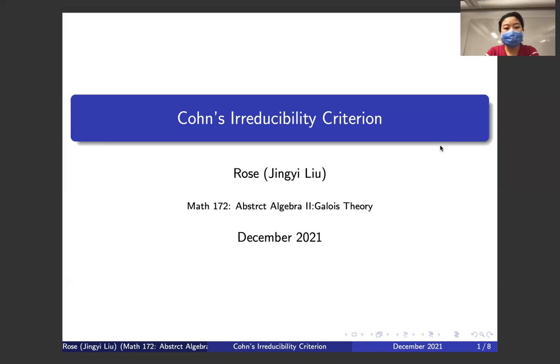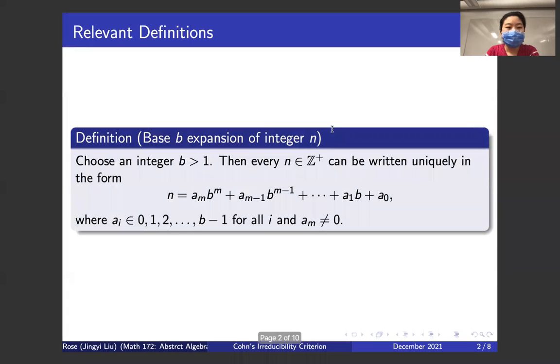Hi everyone. So today I'm presenting on the Cohn's irreducibility criterion. As you might remember, we talked about the Eisenstein's criterion in class. So here is another criterion that can help us determine whether a polynomial is irreducible. So we start with some relevant definitions.